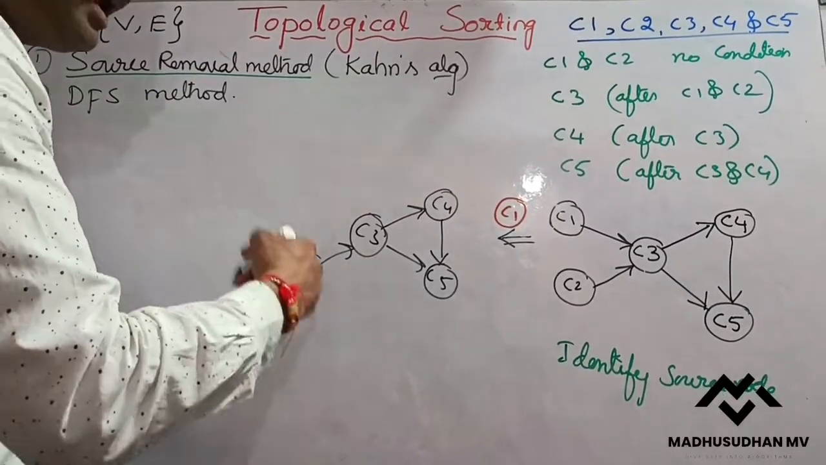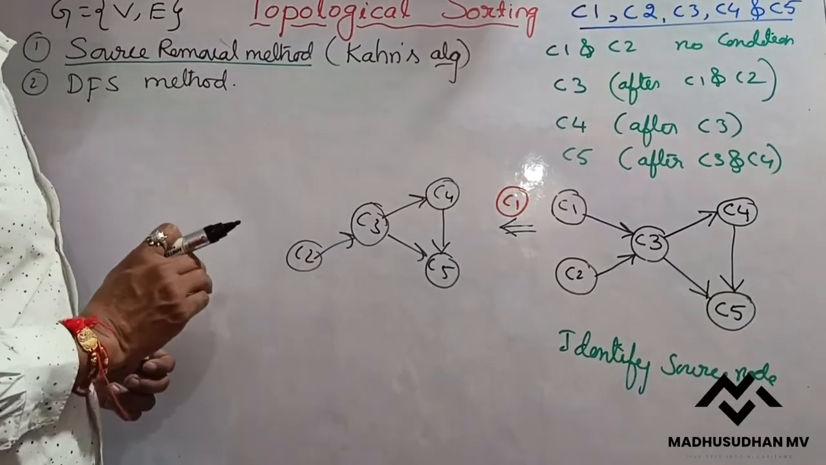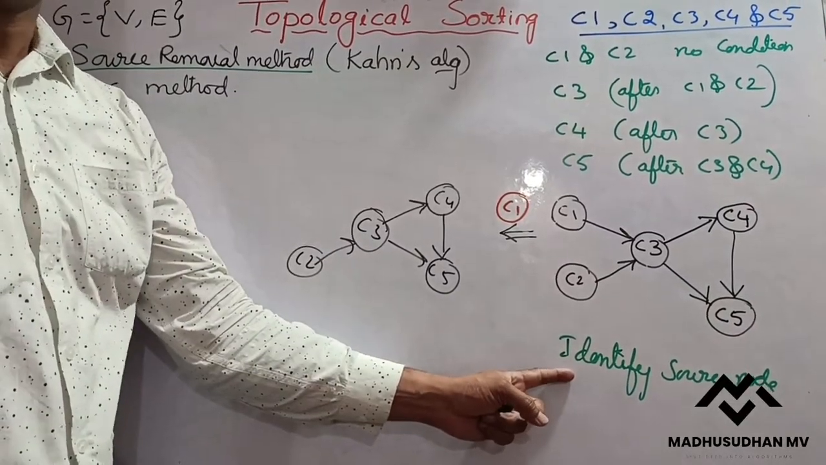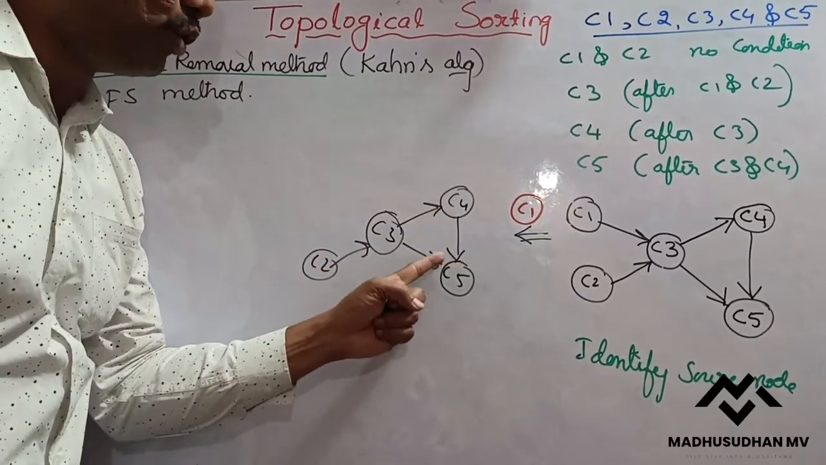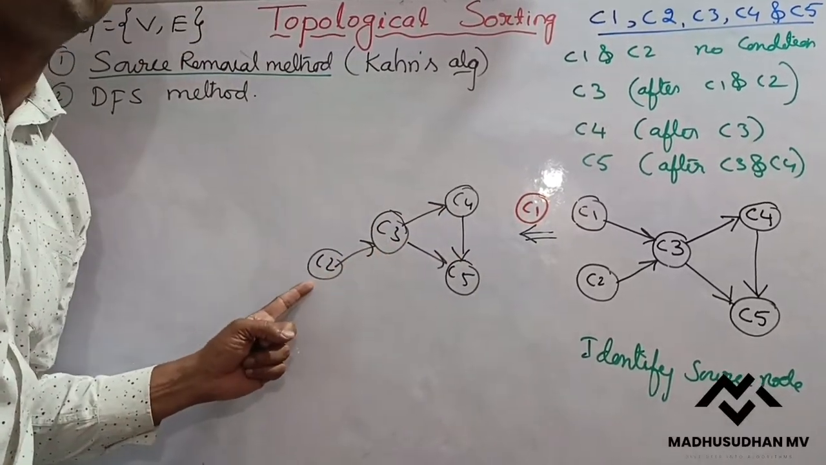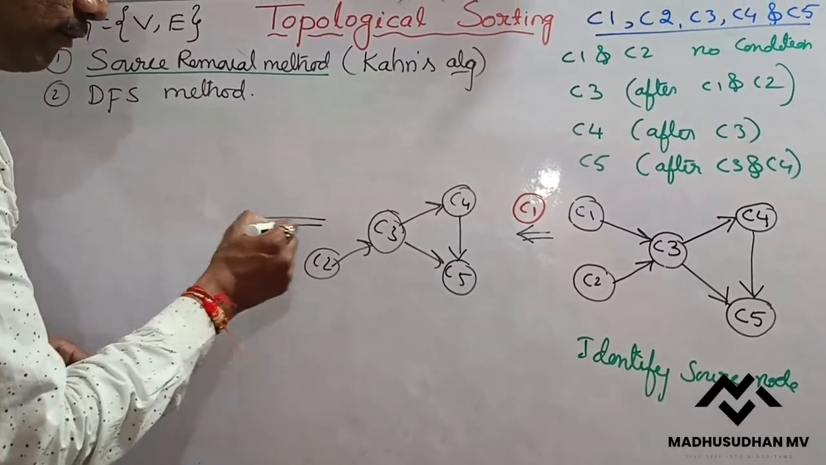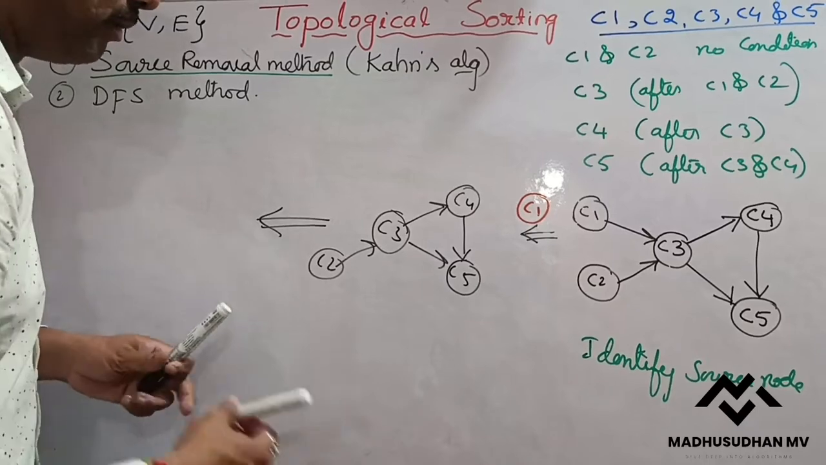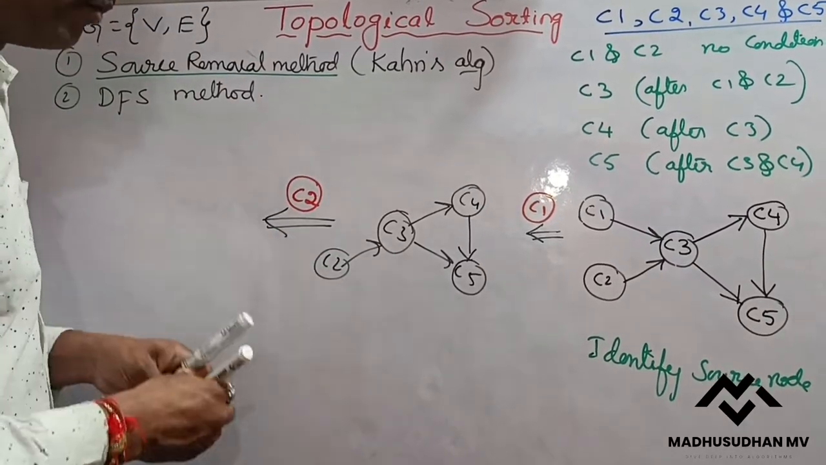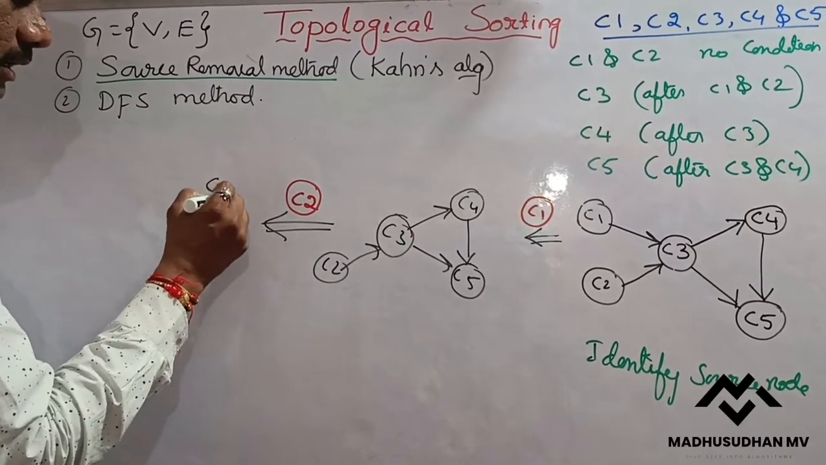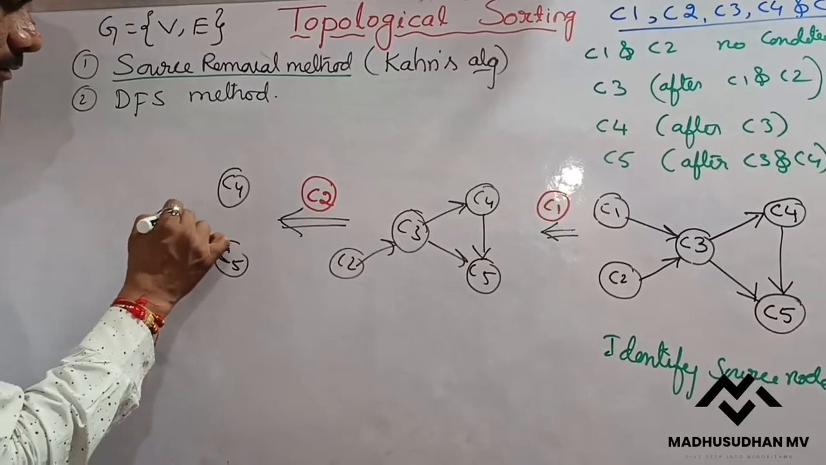Next, again in this graph, identify the source node, that is, a node which has 0 in-degree. One has 1 in-degree, one has 2 in-degree, another has 1 in-degree, and this one does not have any incoming edges. So I will remove this one, C2. If I remove the C2 node, my resultant graph is C4, C5, C3.